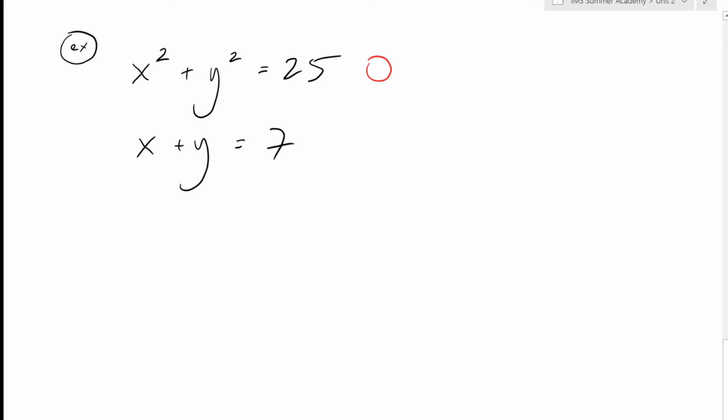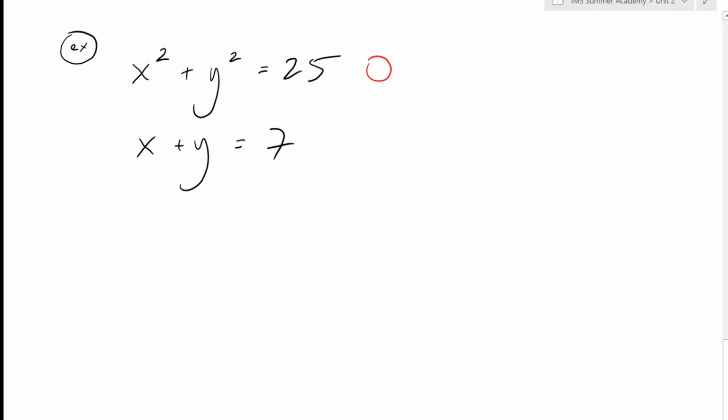So for example, let's solve the system of x squared plus y squared equals 25, x plus y equals 7. Looking at it, obviously the first one is going to be the circle, centered at the origin, (0, 0), radius of 5. That means this one has to be the line.